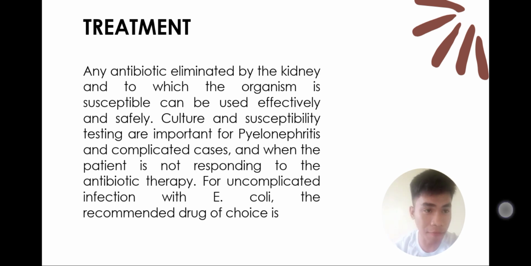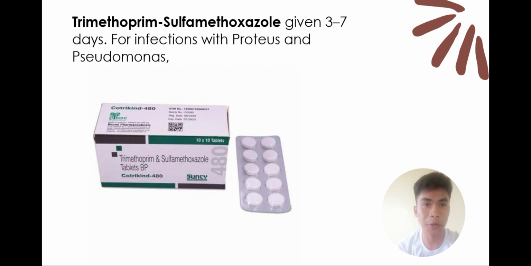Next we have the trimethoprim sulfamethoxazole. Trimethoprim sulfamethoxazole is given 3 to 7 days for infections with Proteus and Pseudomonas. So this is one of the treatments. This antibiotic is one of the medicines for us if we have UTI. This is one of those prescribed by doctors.